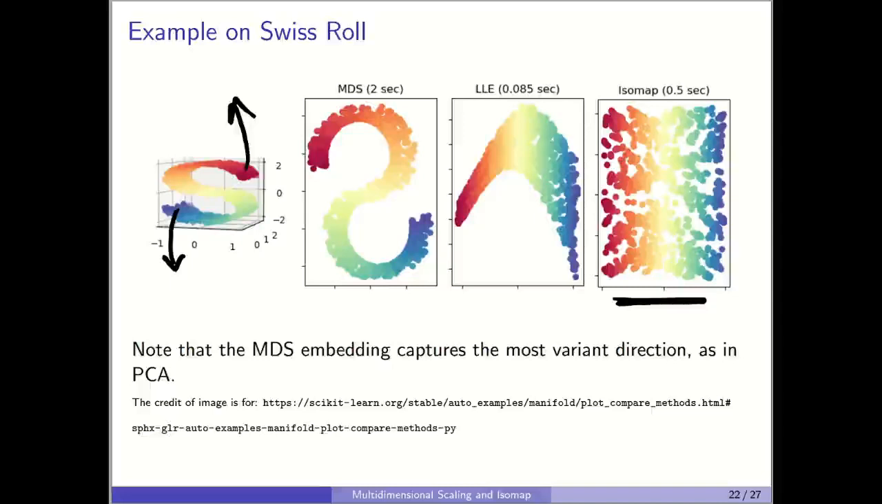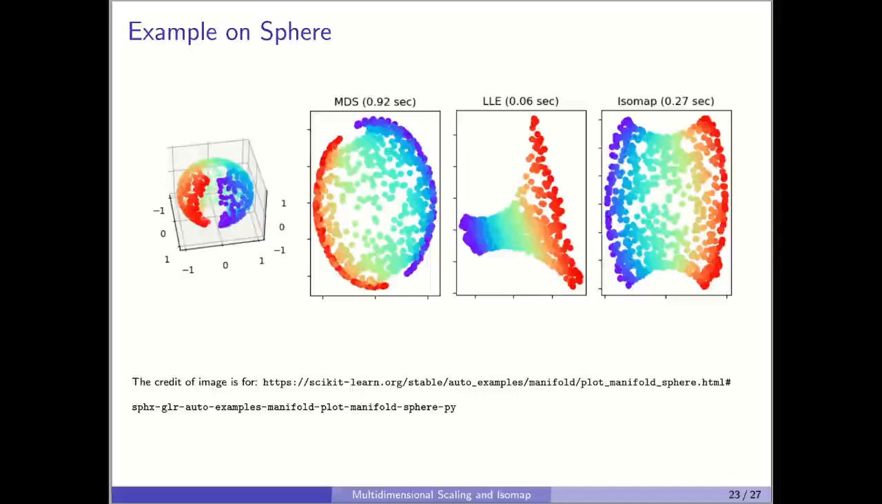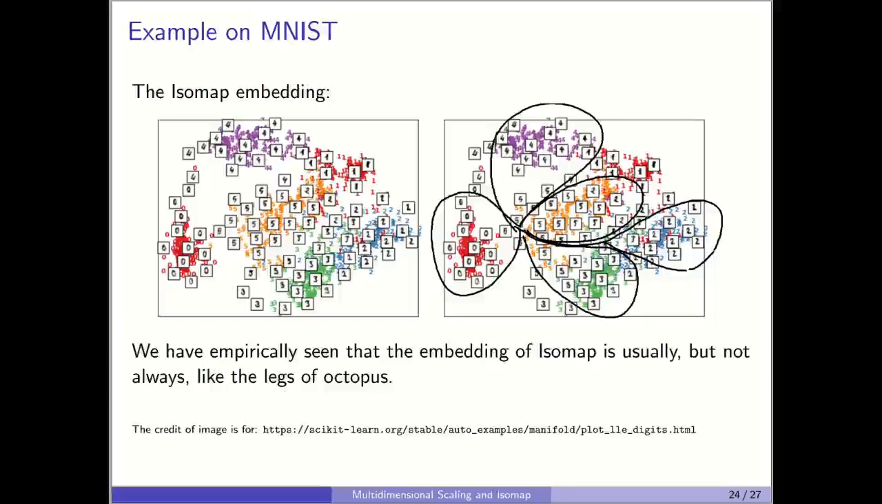Here there is a sphere with some hole, and when we apply MDS, it finds the most variant directions. This is the embedding of LLE, and in Isomap, you can see that it has correctly unfolded the sphere. Also, on an MNIST data set where digits between 0 and 5 are used, we have applied Isomap, and you can see that this is the embedding. These two are one figure, but here we are showing some things which I will tell you. As you can see, the embeddings are meaningful.